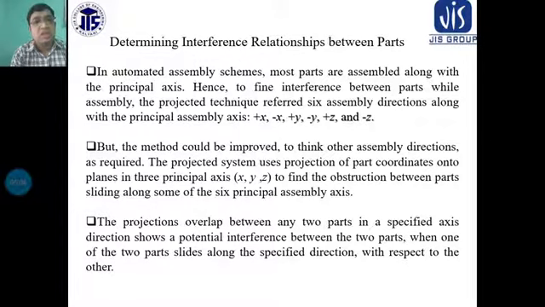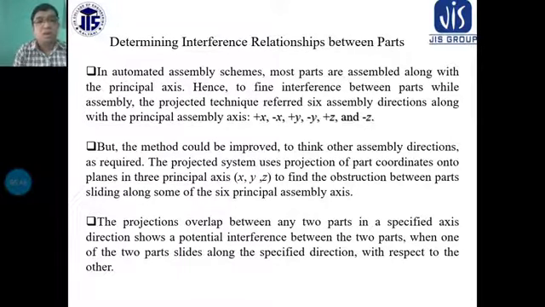The projection systems use the projections of part coordinates onto the planes of the three principal axes, that is the x, y, and z axes, to find the obstructions between parts sliding along some of the six principal assembly axes. That means you have three directions, the 3D x, y, z, each with positive as well as negative, and this is considered according to the six sliding axis assembly principles.